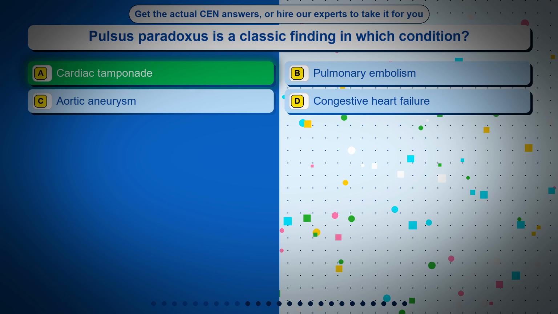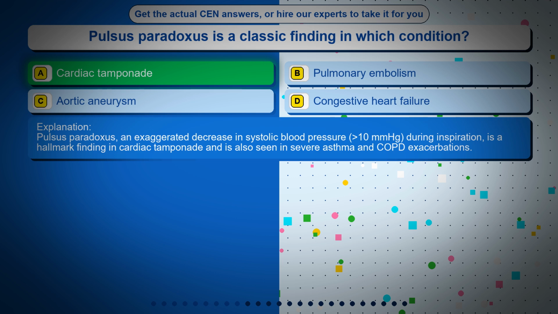Cardiac tamponade. Pulsus paradoxus, an exaggerated decrease in systolic blood pressure, greater than 10 mmHg, during inspiration, is a hallmark finding in cardiac tamponade and is also seen in severe asthma and COPD exacerbations.